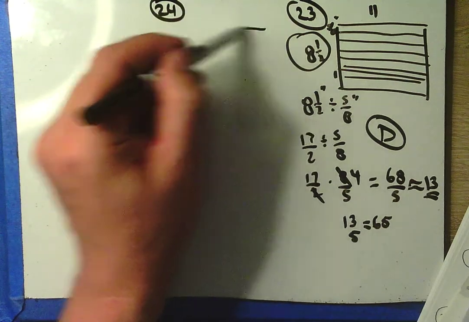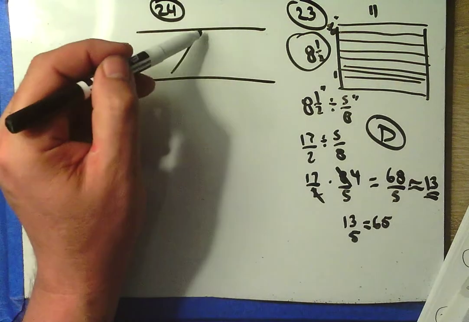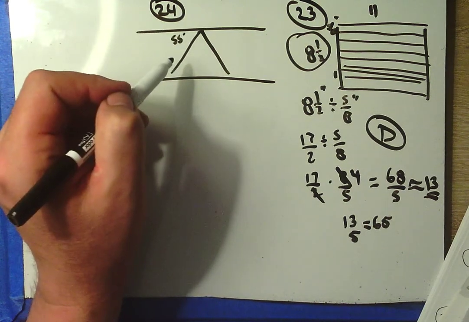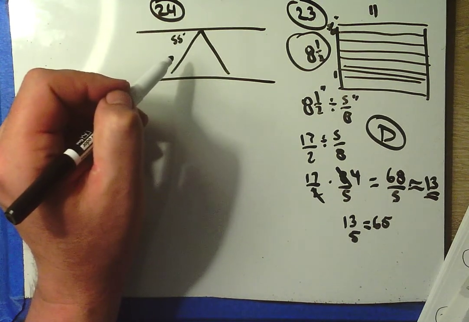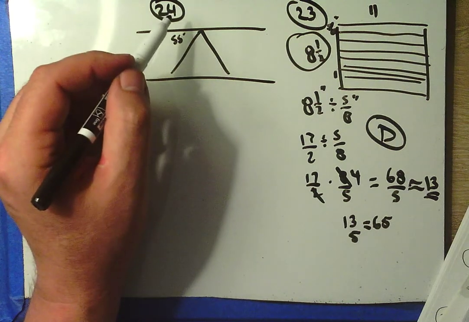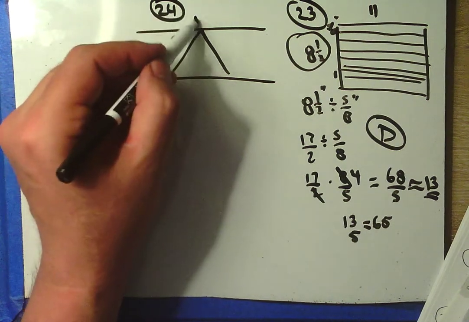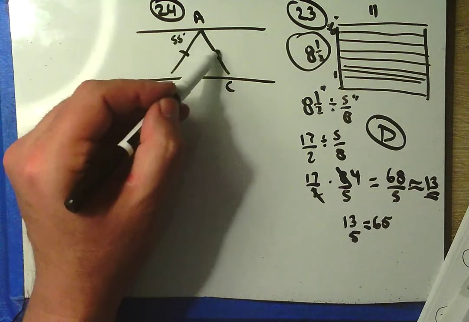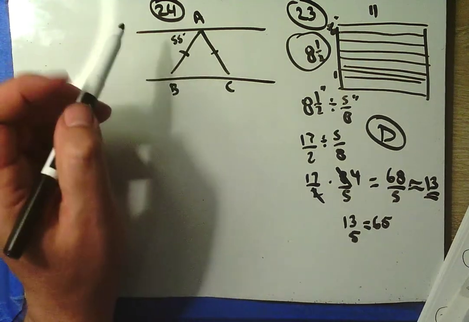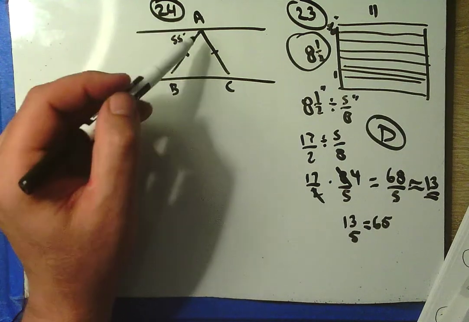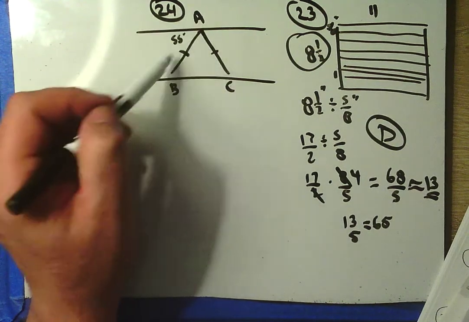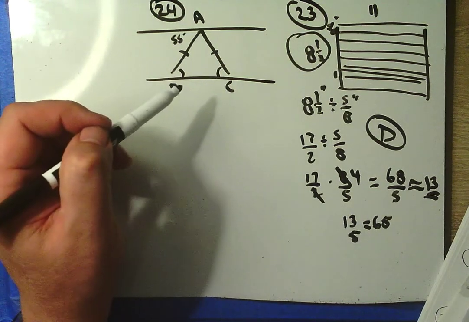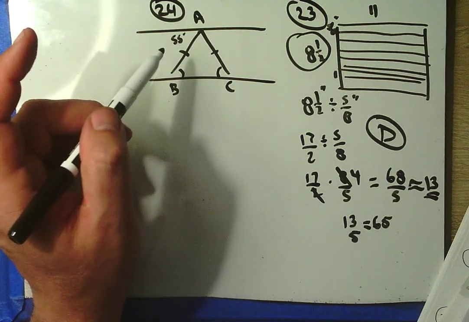We've got a picture with a lot of stuff going on. We know that this is 55 degrees. And we know that AB equals AC. So that means this is equal to this. Hey, and by the way, do you remember the isosceles triangle theorem that says if in a triangle you've got two congruent sides, then the angles across from them are congruent? That might be something we need to know.